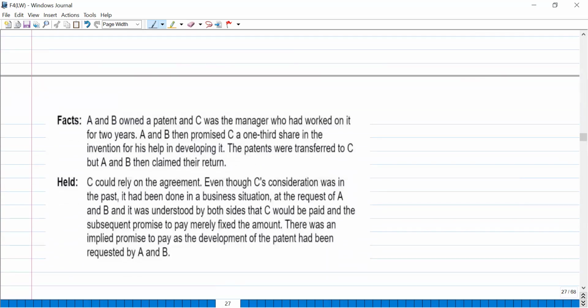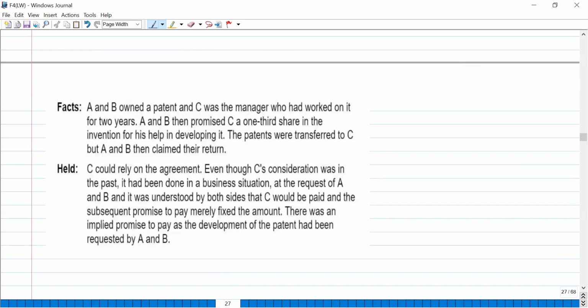Now let's understand this case. A and B owned a patent, and C was the manager who had worked on it for 2 years. A and B then promised C a one-third share in the invention for his help in developing it. The patents were transferred to C, but A and B then claimed for the return. Okay. Now, I will just try to make this case clear.